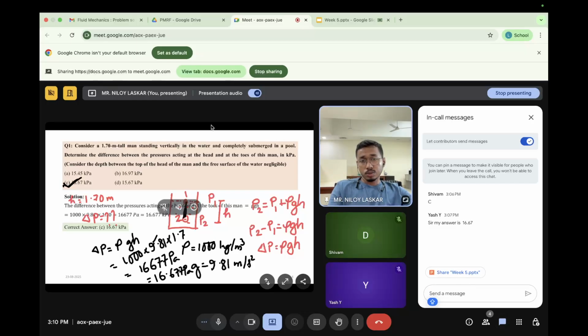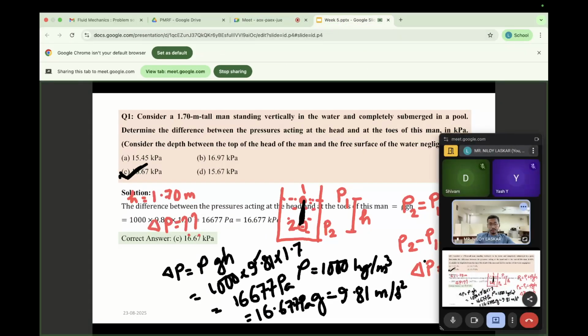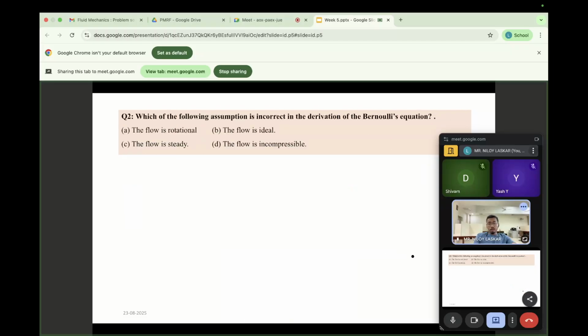So I am moving to the next question. This next question is a fundamental question and it is quite important even from the interview perspective. If you are sitting for campus, off campus or on campus placement, such types of questions are often asked. In this question, it asks which of the following assumptions is incorrect in the derivation of the Bernoulli equation. So these are the four options. Always remember these assumptions of the Bernoulli equation. Okay, so you try to answer.